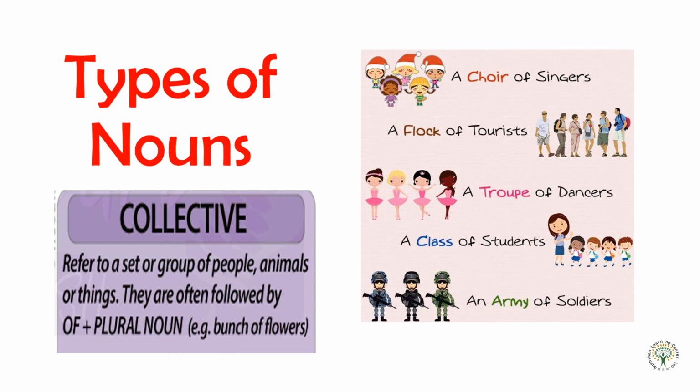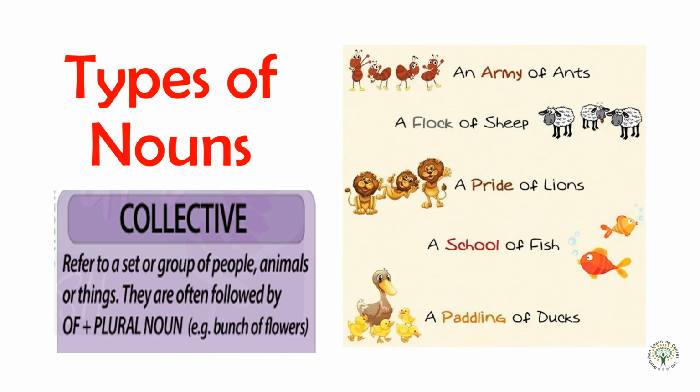Let's look at some more lists. These are lists of collective nouns of animals or insects. So we have here a group of ants, we call them an army. A group of sheep, we call them a flock as well. A group of lions, we call them a pride. A group of fish, we call them a school. And a group of ducks, we call them a paddling.